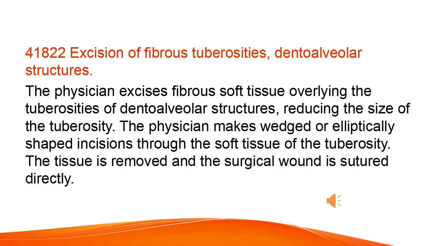Excision of fibrous tuberosities, dentoalveolar structures. The physician excises fibrous soft tissue overlying the tuberosities of dentoalveolar structures, reducing the size of the tuberosity. The physician makes wedged or elliptically shaped incisions through the soft tissue of the tuberosity. The tissue is removed and the surgical wound is sutured directly.